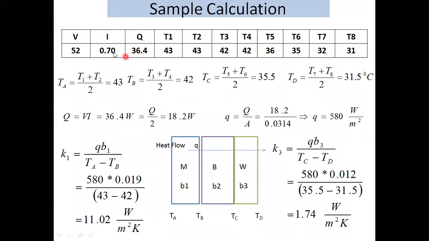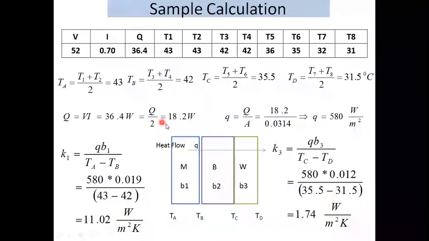Now if we record all these values, with 52 volts and a current of 0.7 ampere, then the amount of heat supplied will be 52 into 0.7, that is 36.4 watts, and the temperatures recorded have these values. Then we can calculate Ta, that is T1 plus T2 by 2, that is 43; Tb, that is 42 plus 42 by 2, that is 42; and Tc is 36 plus 35 by 2, that is 35.5; and similarly we have Td temperatures.